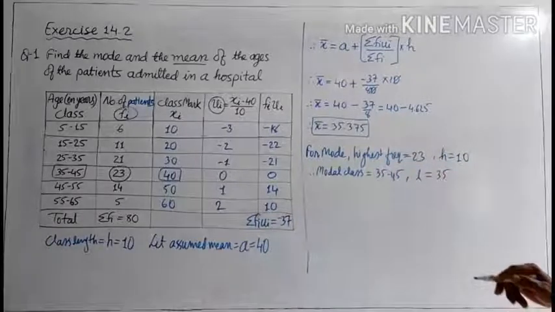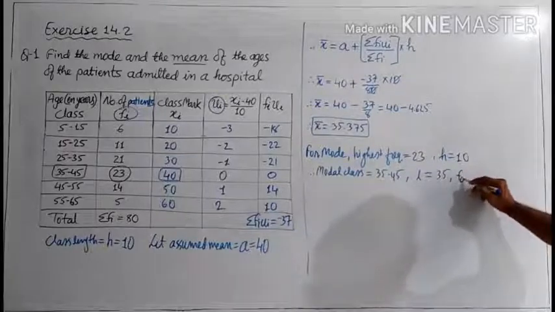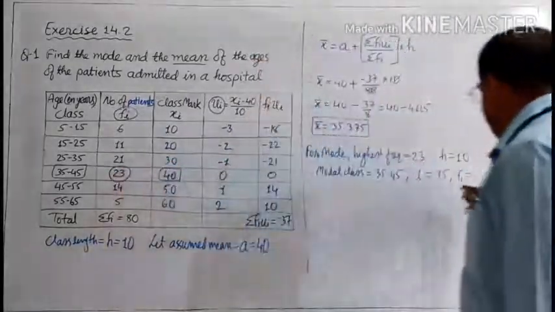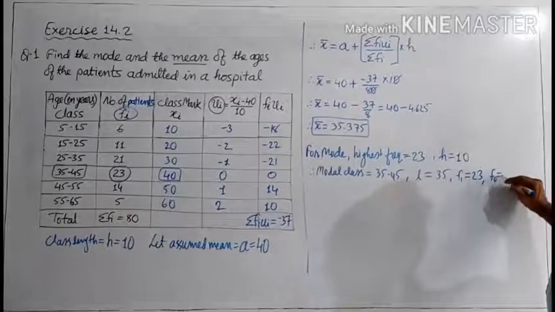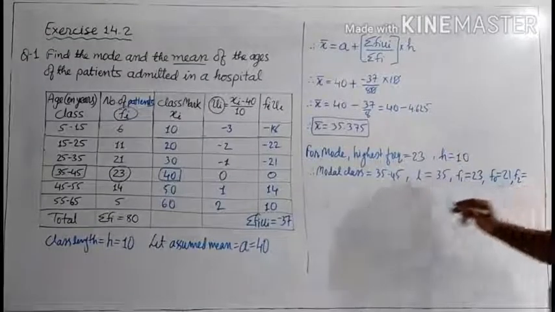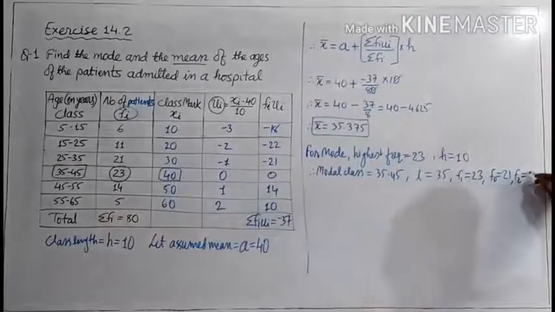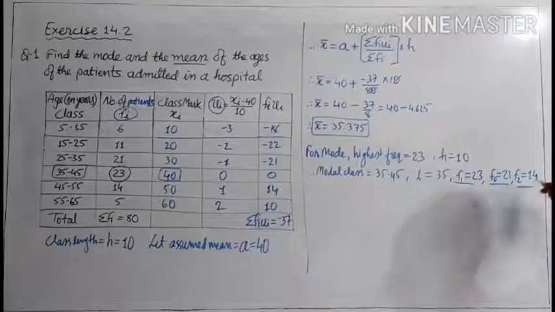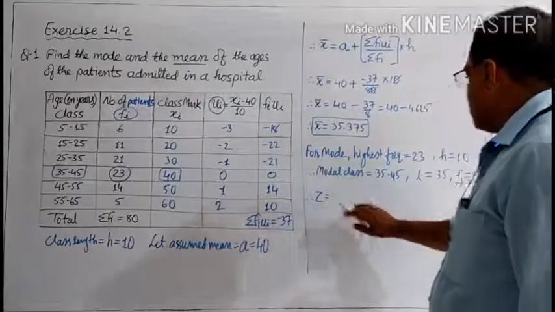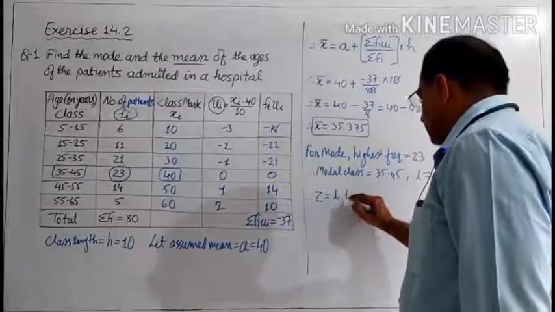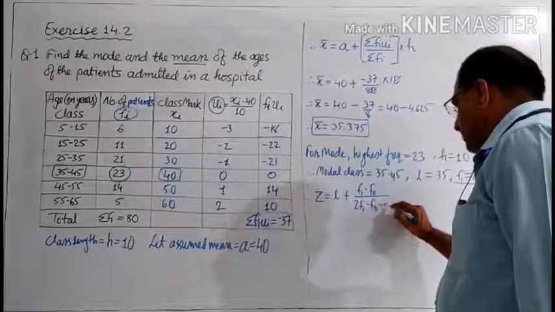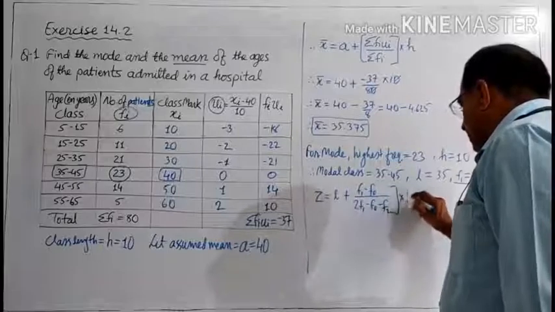Already we have calculated it earlier. So now we want the frequencies. F1 is the frequency of the modal class, and that is 23. Similarly, F0, the frequency of the class previous to the modal class, is 21. And F2, the frequency of the class next to the modal class, is 14. So we got the frequencies here. Using these, we can find the mode denoted by Z. Mode is equal to lower limit plus F1 minus F0 divided by 2 times F1 minus F0 minus F2, multiplied by class width.